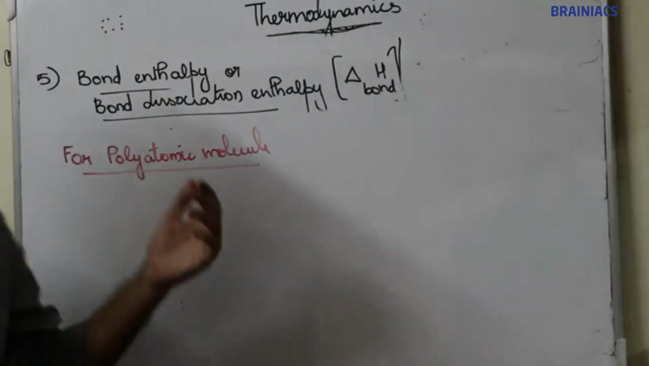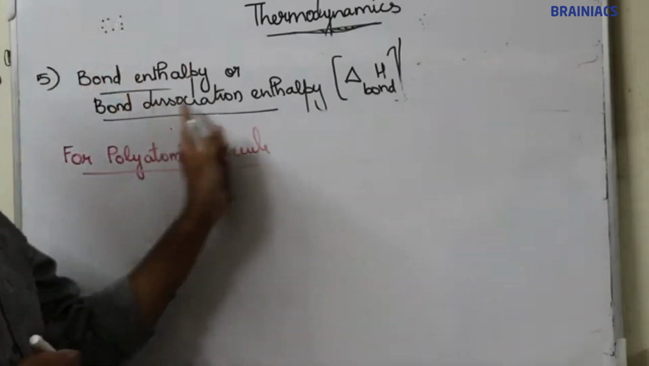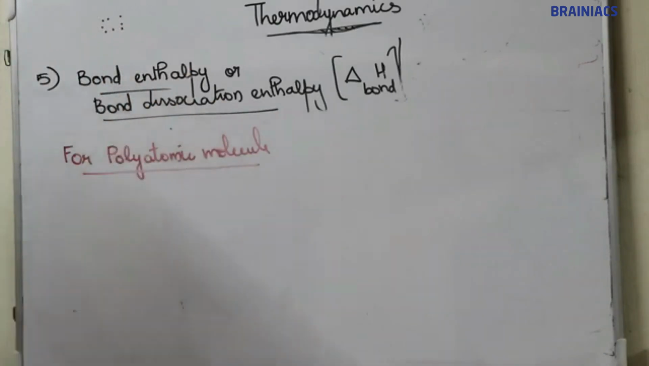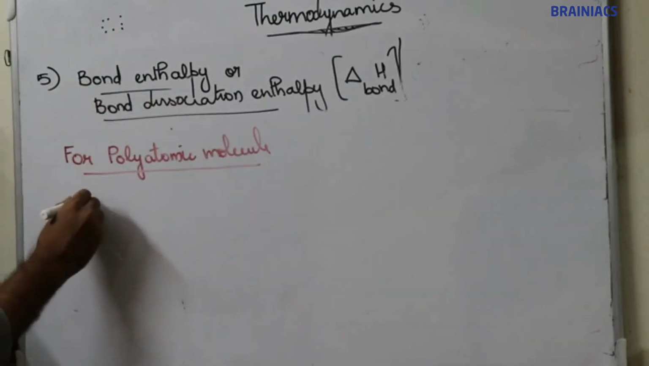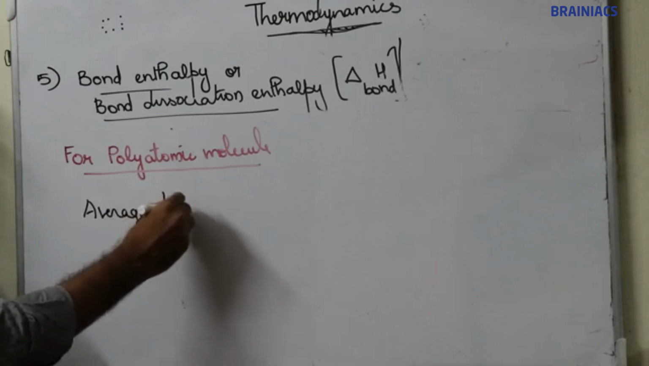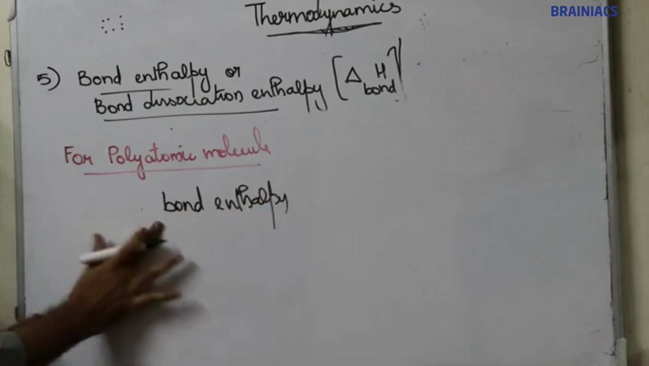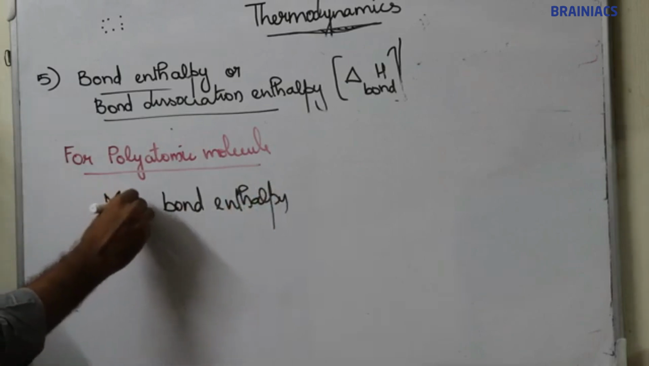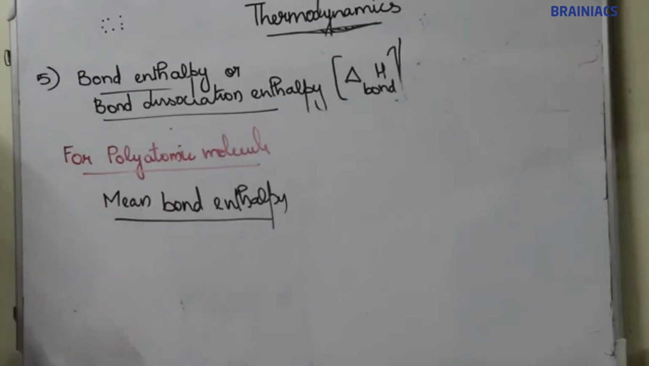Moving on to the next one: for a diatomic molecule, we use bond enthalpy or bond dissociation enthalpy. For a polyatomic molecule, instead of bond enthalpy or bond dissociation enthalpy, we use the term average bond enthalpy or mean bond enthalpy. Why are we using this term, mean bond enthalpy, for polyatomic molecules?